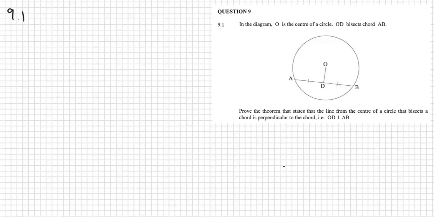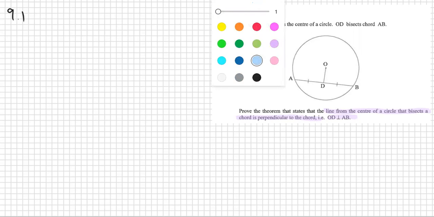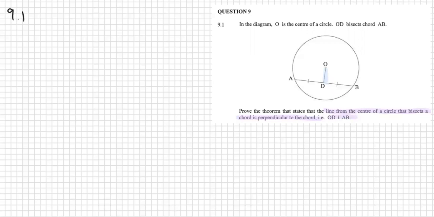So most proofs start with a construction. This one is: prove the theorem that states, just make sure always that you're proving the right thing. It wants the theorem that states that a line from the center of a circle that bisects a chord is perpendicular to the chord. So we have to prove that the line from the center of a circle that bisects the chord, which is AB, is also perpendicular. So we're proving that it's perpendicular.